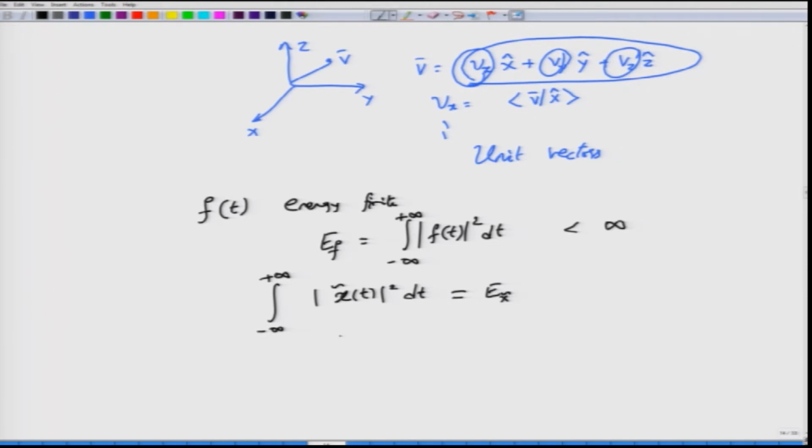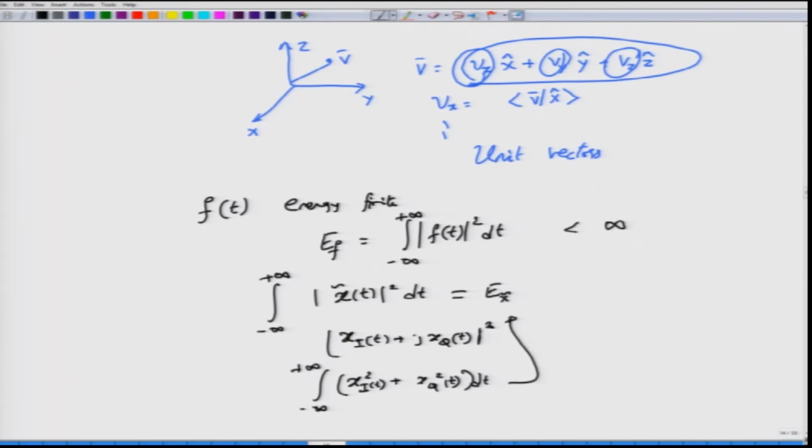And you know what x tilde of t is, that is actually x I of t plus j x q of t. x I and x q are reals, but if you take the magnitude square, you are going to get x I square plus x q square. Of course, this is a function of time here, no doubt, and then integrate this one over time to obtain the total energy E x tilde, and clearly you can see that this energy will be split into the in phase component energy plus the energy in the quadrature component.